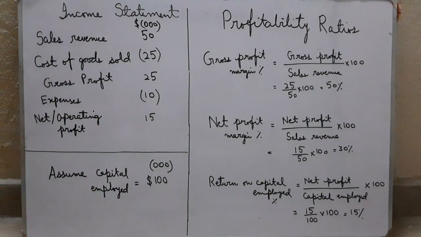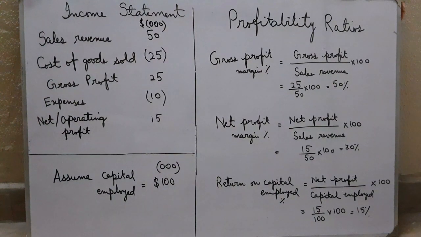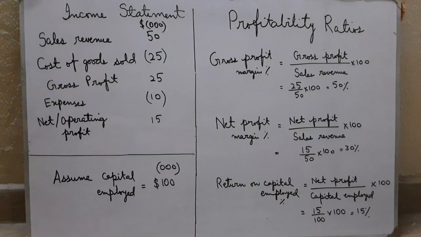So what is the conclusion? That you need to have information of at least 2 years so that you can comment in a better way on the answer. That's all for the topic of income statement and profitability ratios.